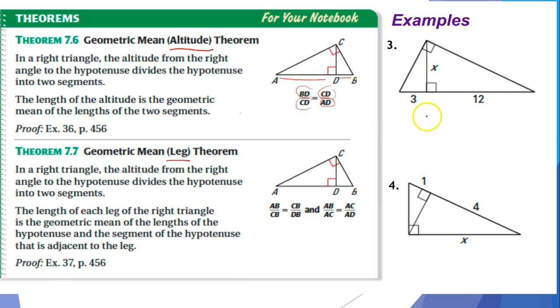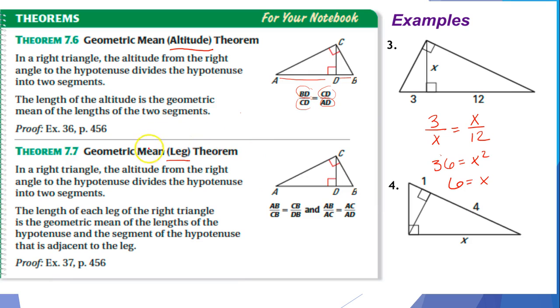Let's find x in this example. So we're going to say 3 over x is equal to x over 12. And then solve for x. We get x squared is equal to 36. Take the square root of both sides. We get 6. And that's what x is equal to. And there, we're done. We found what x is equal to. So that's how you use the geometric mean altitude theorem.